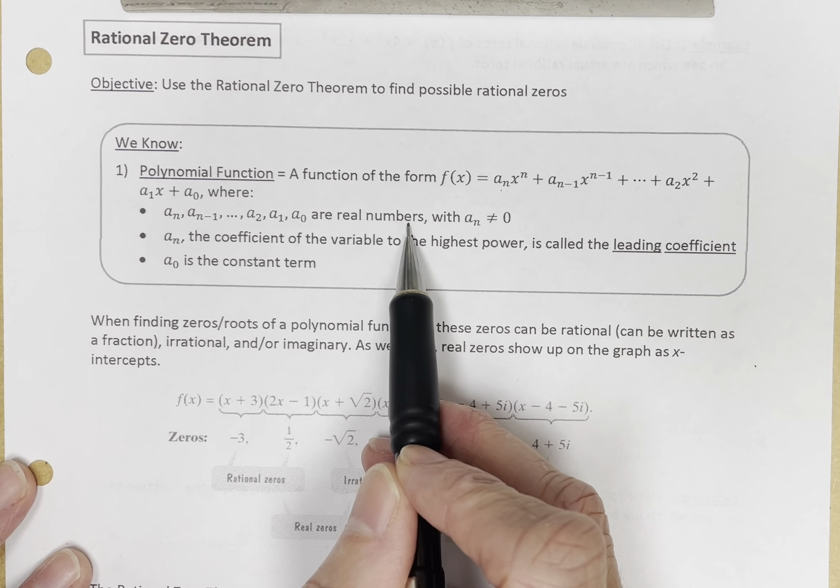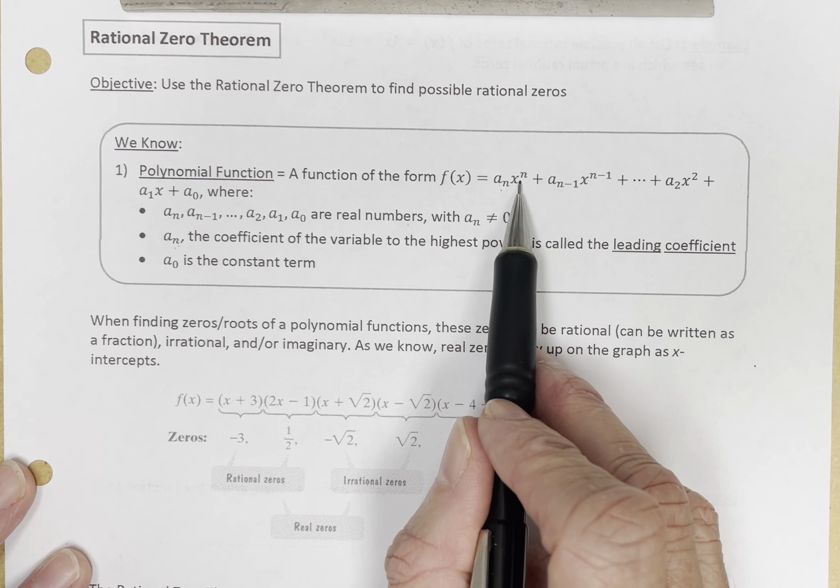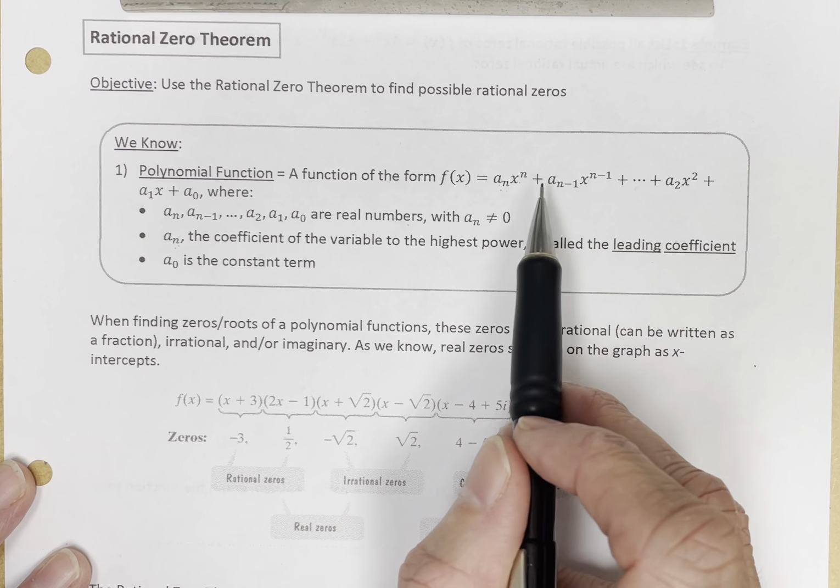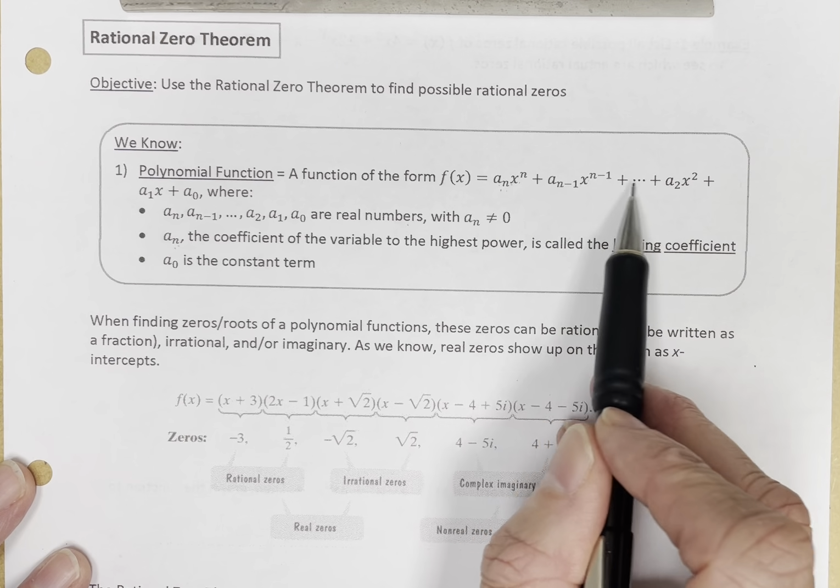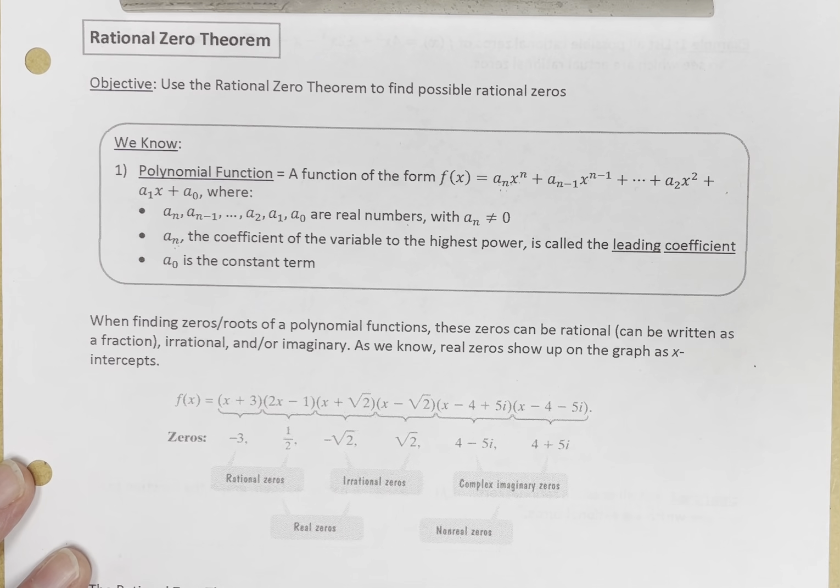The coefficient of the variable right here, a sub n, the coefficient of the variable with the highest power, is called the leading coefficient. If we remember, if we write these in order from highest power to lowest power, that's standard form. And the a sub 0, the final value here, is the constant term.